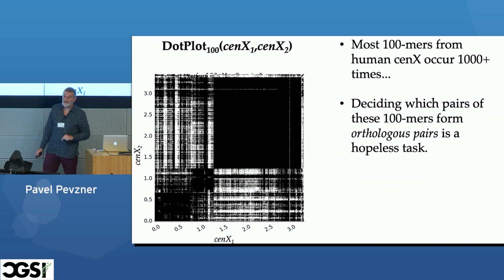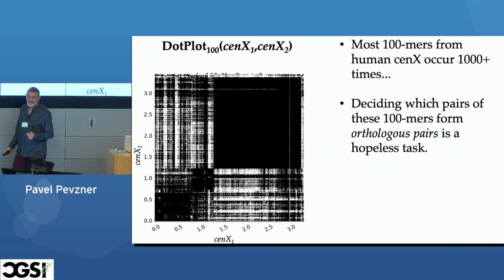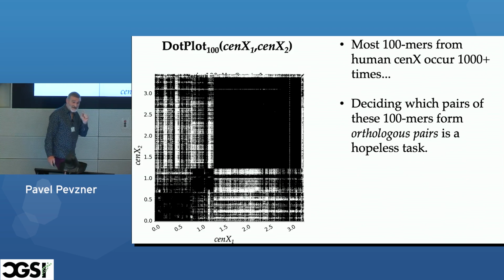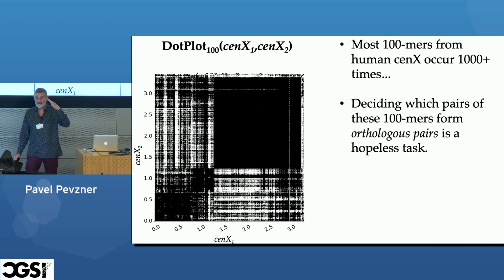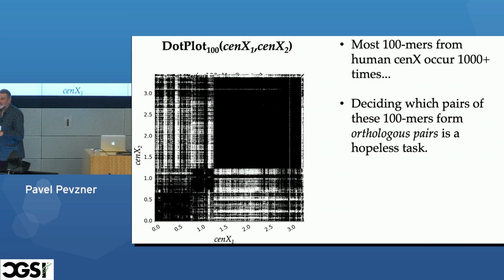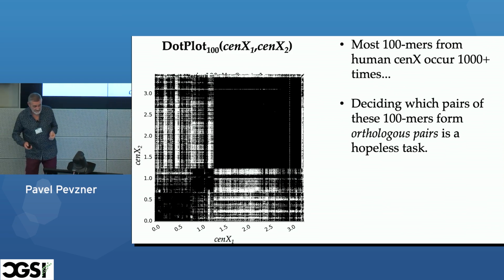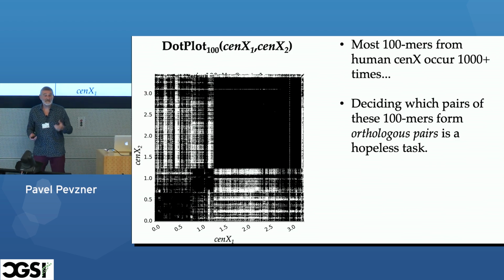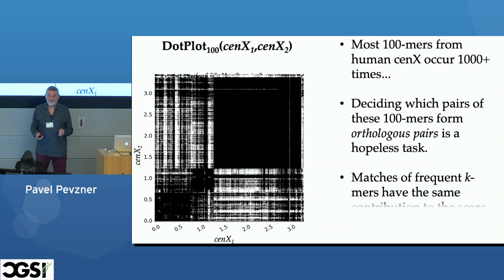That is what's wrong. This is a dot plot. Every 100-mer match is shown by a diagonal line. But you don't see anything. It's kind of useless. And if you change the k-mer size, it also doesn't change much. So deciding which of these pairs of k-mers is orthologous is hopeless. What should we do?